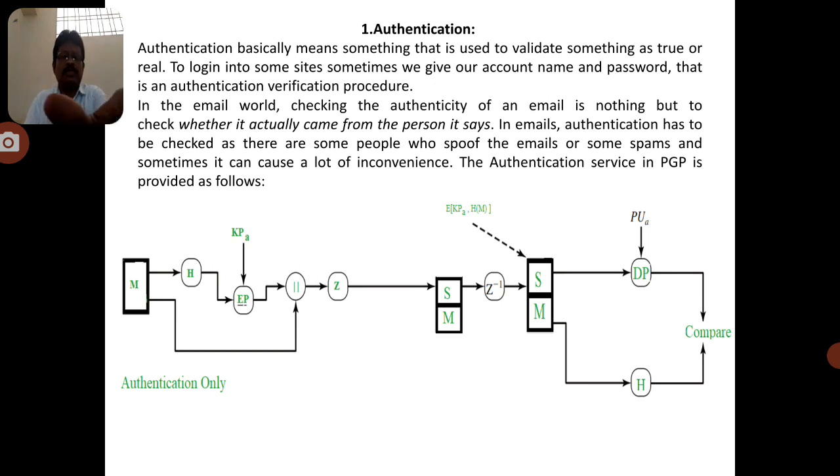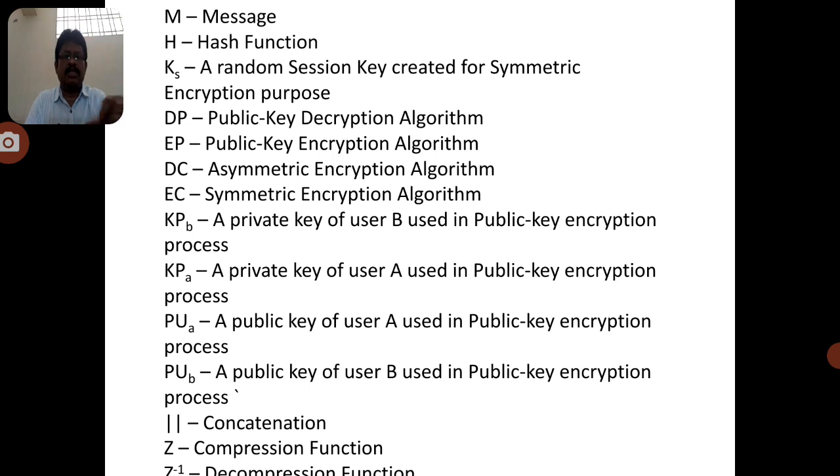PGP defines some notations. Consider a normal message M. H denotes the hash function, and KS is a random session key, the symmetric key, which is selected randomly. DP is the public key decryption algorithm, and EP is the public key encryption.